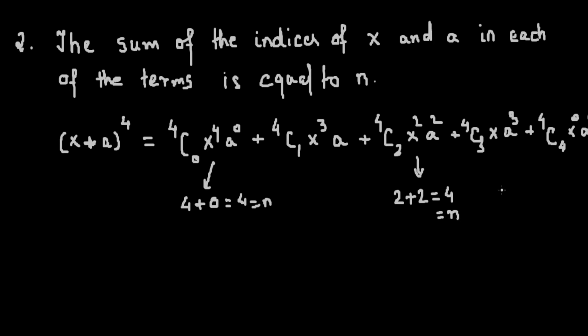So you pick up any term in the expansion of a given binomial, and what we're going to see is that the sum of the indices of x and a is always going to be equal to n. So this is conclusion number 2. Okay. Now conclusion number 3.